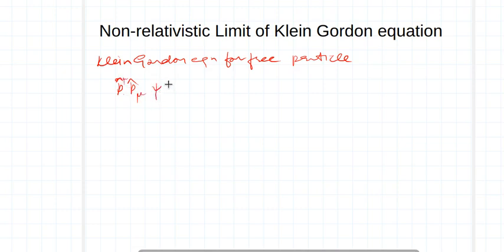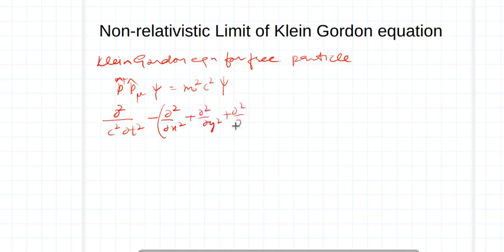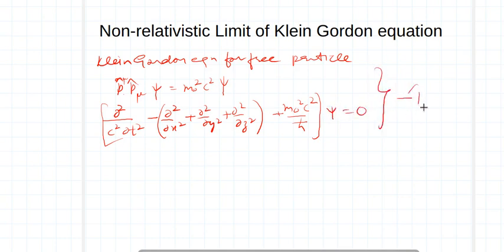P mu P mu psi is equal to m naught square c square psi, or this equation can also be written as: (1/c square) ∂square/∂t square minus ∂square/∂x square plus ∂square/∂y square plus ∂square/∂z square plus m naught square c square over h cross square, and whole psi is equal to 0. Let us recall this as equation number 1.